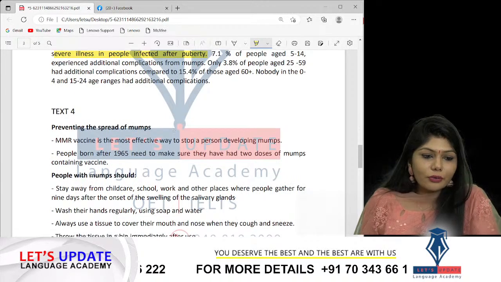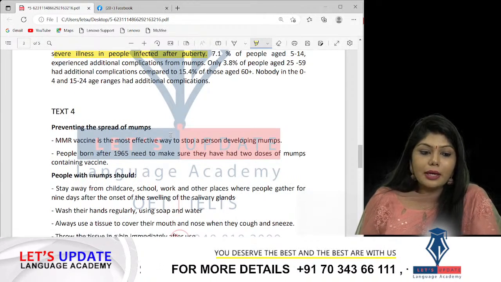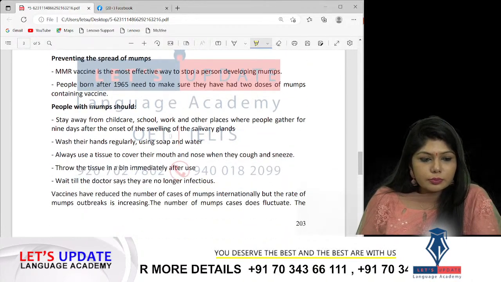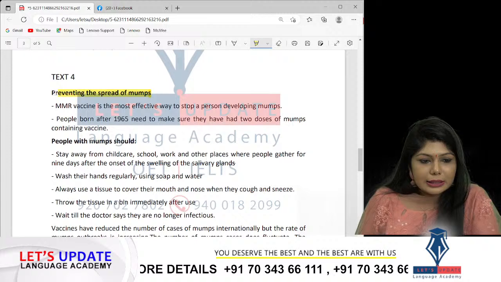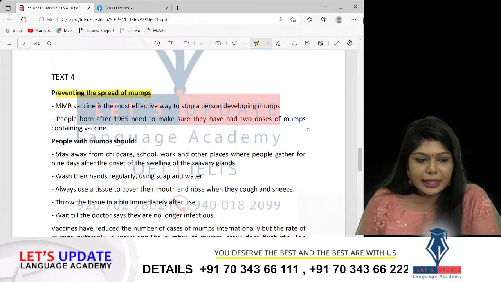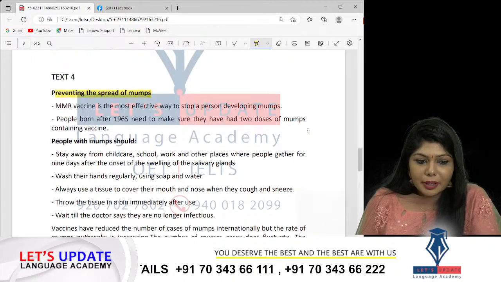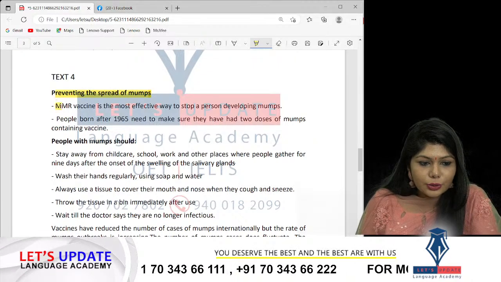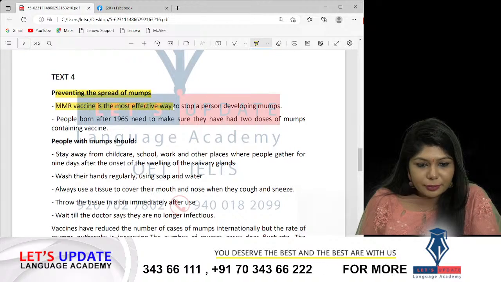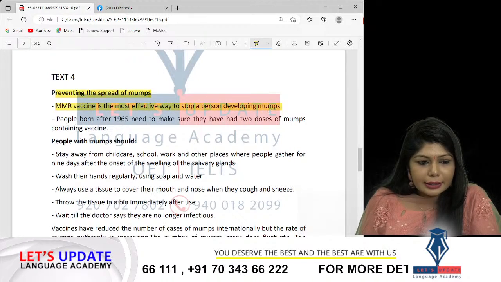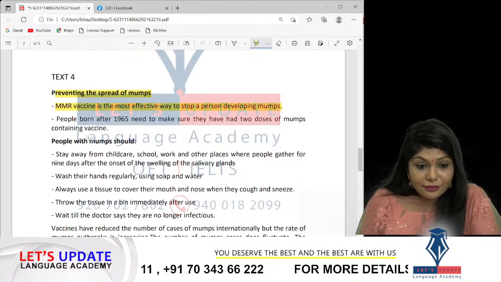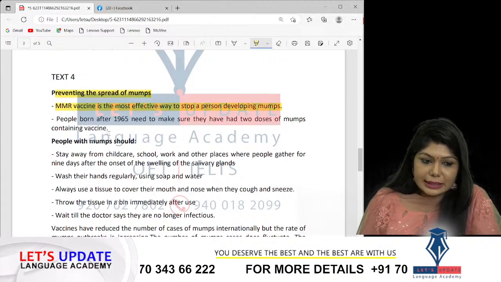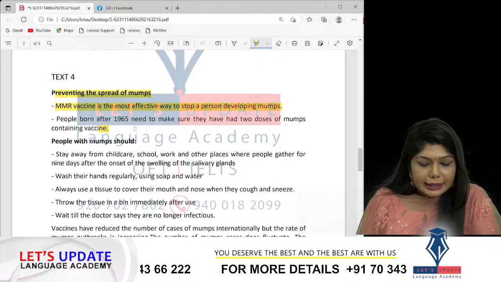Now moving forward to text 4 or text D, preventing the spread of mumps. That is another subheading or subcategory, and I'm going to read that MMR vaccine is the most effective way to stop a person developing mumps. So that is going to be another important information. And then another sentence, people born after 1965 need to make sure they have had 2 doses of mumps containing vaccine. So that's again about it.